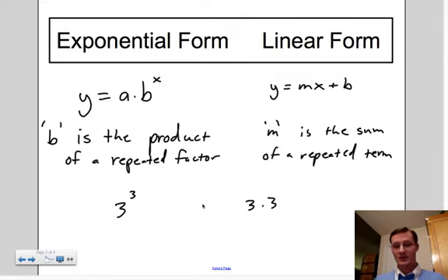And so you're going to start to see, can you multiply something else here? Sure you can. Can you add something else here? Absolutely. And that's going to develop the two different forms. Linear, you're adding the same thing over and over. Exponential, you're multiplying the same thing over and over. That's very important to look at.